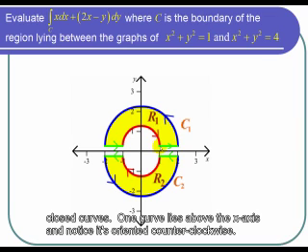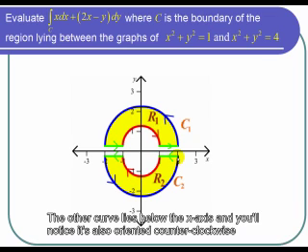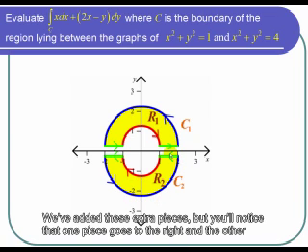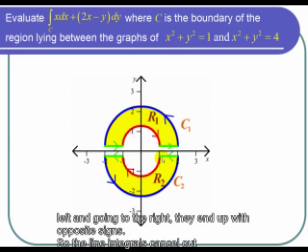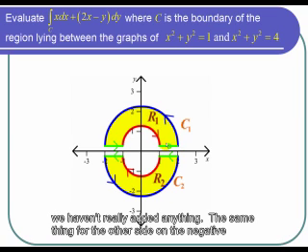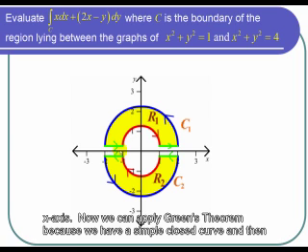One curve lies above the x-axis, and notice it's oriented counterclockwise, and the other curve lies below the x-axis, and you'll notice it's also oriented counterclockwise. Now we've added these extra pieces, but you'll notice that one piece goes to the right, and the other piece is the same piece but goes to the left. And when you take a line integral, going to the left and going to the right, they end up with opposite signs. So the line integrals cancel out, so we haven't really added anything. And the same thing for the other side on the negative x-axis.